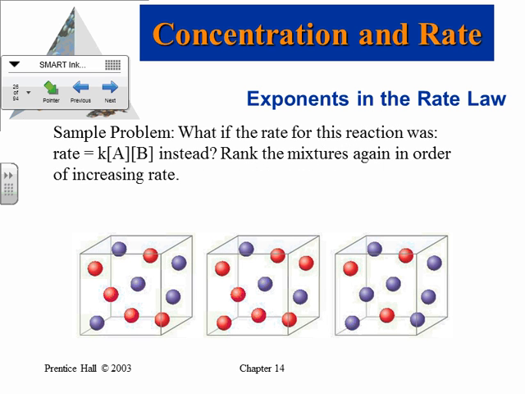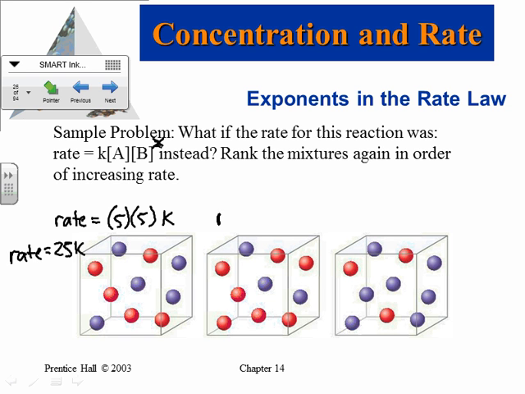What if the rate for this reaction was rate equals k times A times B instead? So there's no squared here now. It's just first order for A and B. Rank the mixtures again in order of increasing rate. So now the rate of this first one equals 5 times 5 times k. So our rate would equal 25k.